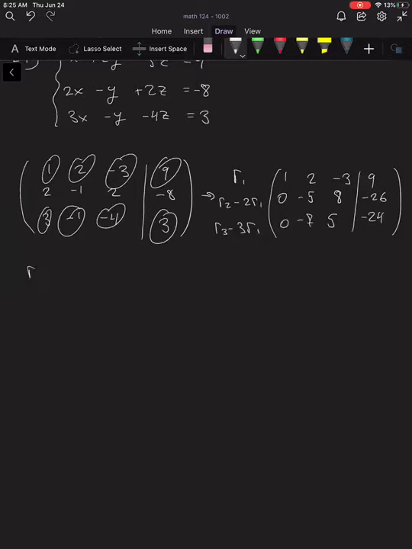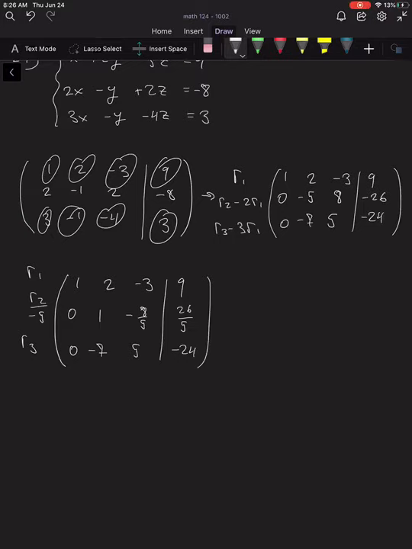So let's just rewrite row 1. We're going to have row 2 divided by minus 5, and then just rewrite row 3. So hopefully things will work out. So we'll have 1, 2, minus 3, and then 9. Then we'll have 0, 1, minus 8 over 5, and then 26 over 5. And then 0, minus 7, 5, minus 24. So now we have a 1 here. Now the next step was to make this a 0 and this a 0. All right, so let's do that.